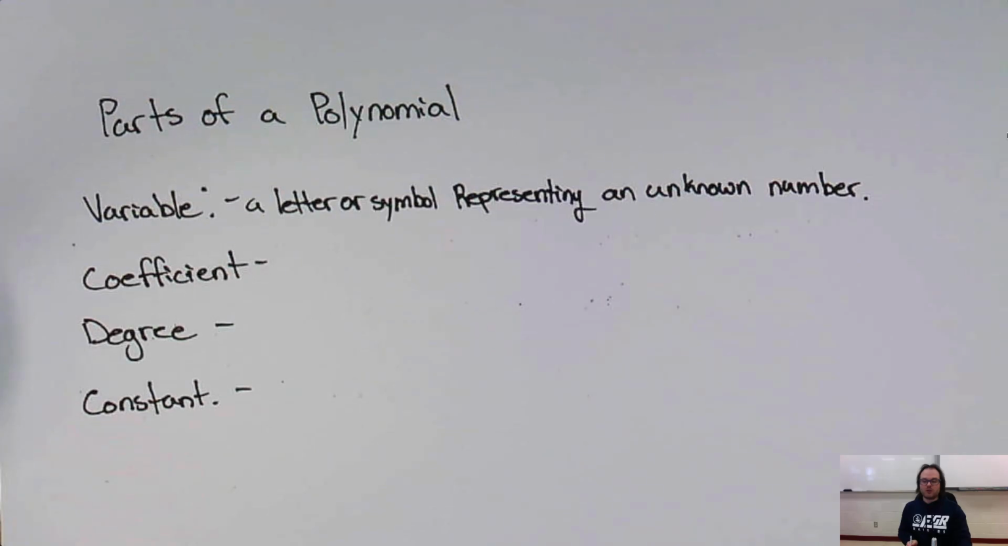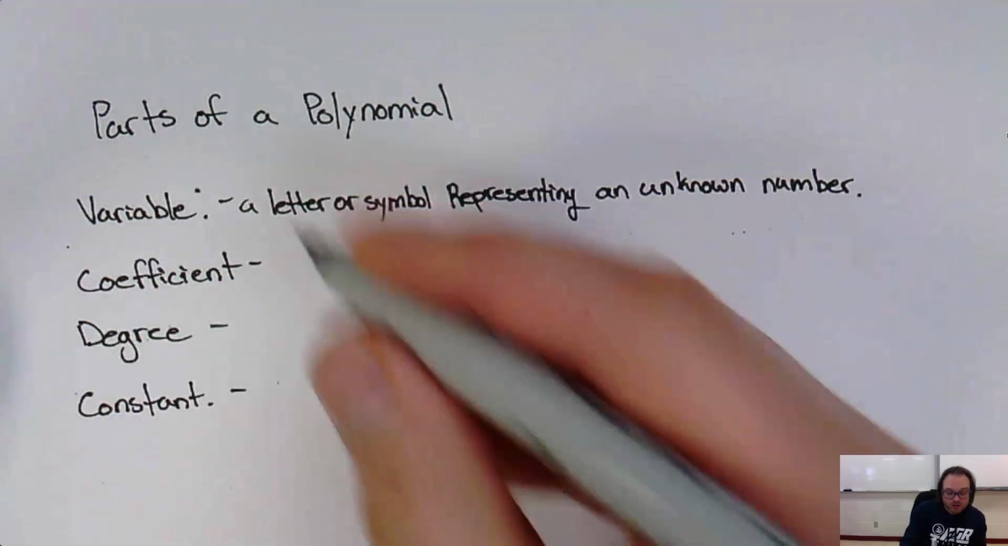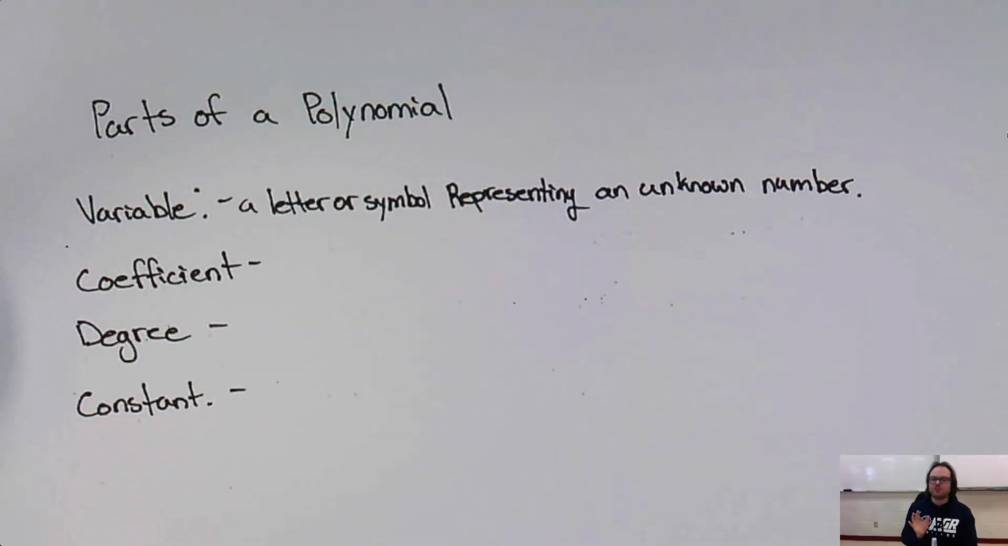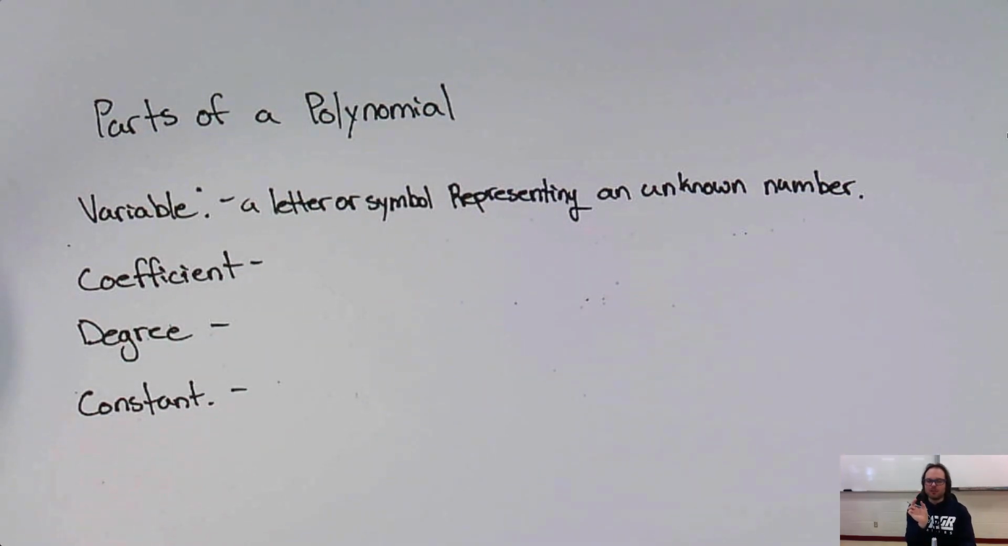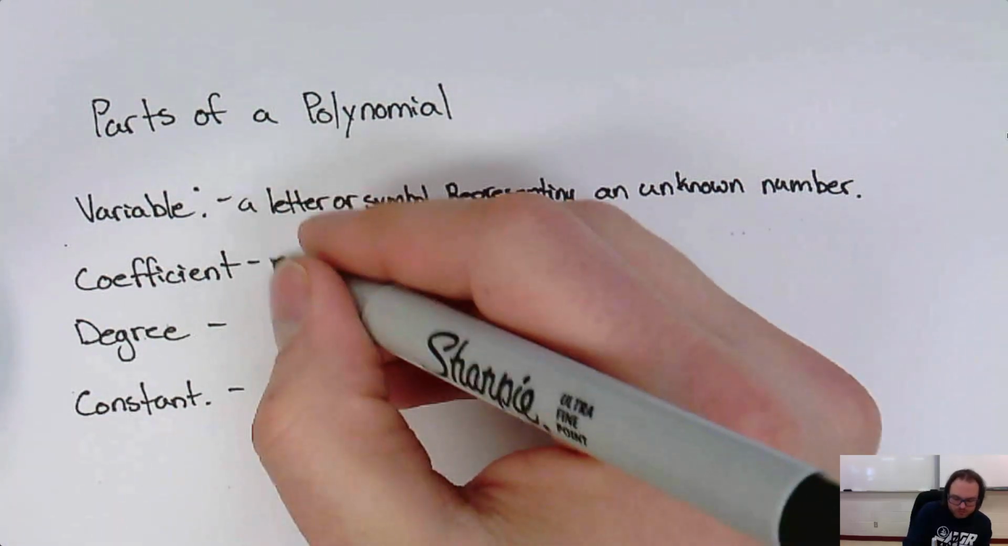Okay. What is a coefficient? A coefficient is the number in front of the variable. Notice how I say in front, so we always organize it. So the number we're multiplying the variable by is always in front of the variable.